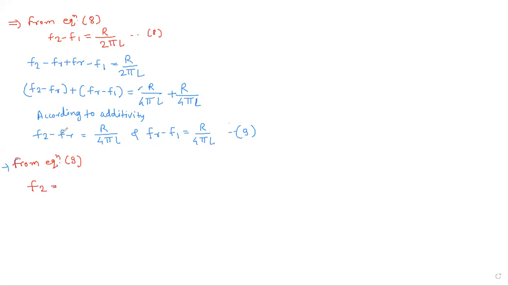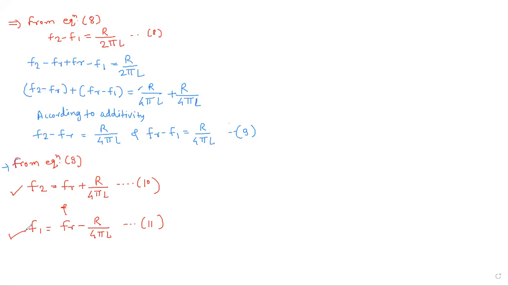F2 is equal to Fr minus... once it goes to the right hand side, it becomes positive. Fr plus R by 4 pi L as it is, and from here R by 4 pi L you can take to the left hand side and F1 goes to the right hand side, becomes F1 is equal to Fr minus R by 4 pi L. So this is equation number 10. This is equation number 11. So we got the equations of F2 as well as F1 in terms of resonant frequency and components.